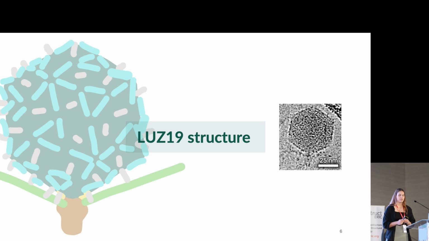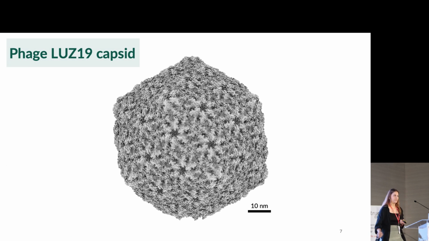We studied the molecular structure of phage LUZ19 using cryo-EM and single particle analysis. Here you can see a micrograph of phage LUZ19, and it's composed of icosahedral head. Maybe you can see the tail and the very flexible long tail fibers. Probably the most prominent feature of the head of the phage is its icosahedral capsid.